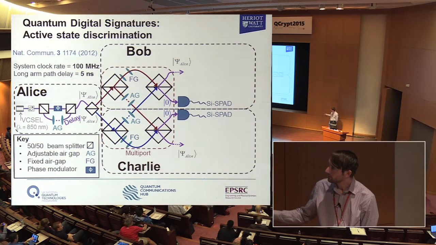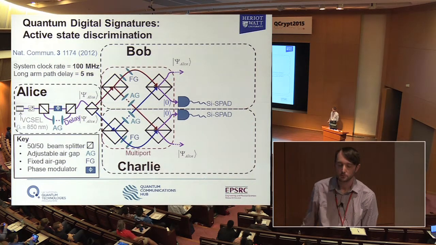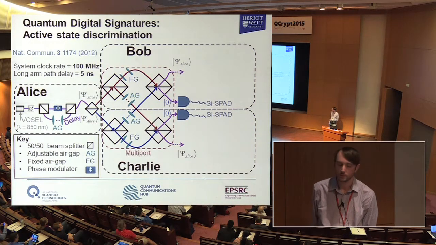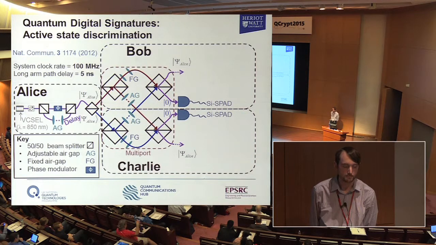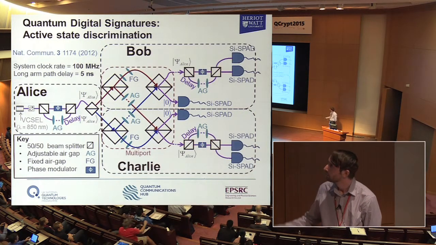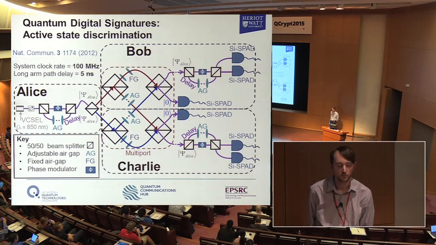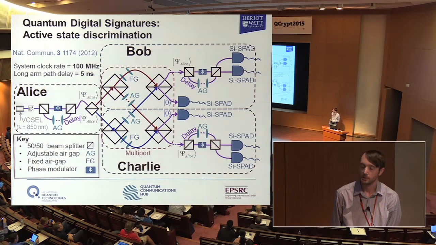And this is just the standard asymmetric Mach-Zehnder interferometer that's used in many phase-based quantum key distribution systems. So we have our phase modulator here to set the states, and then at the receivers, we then just reverse the process, and we have silicon single photon avalanche diodes to detect the states.